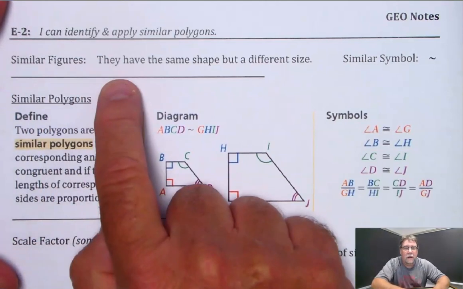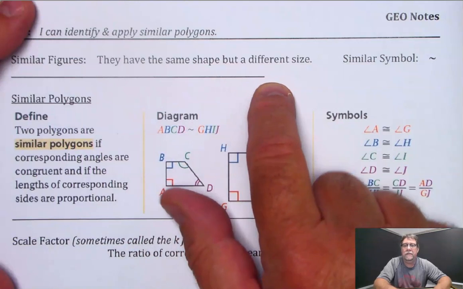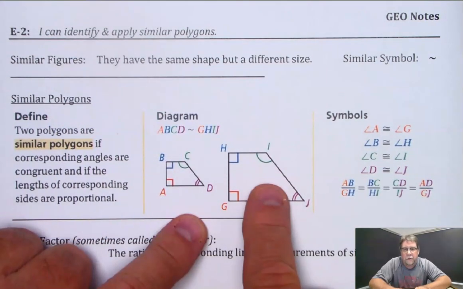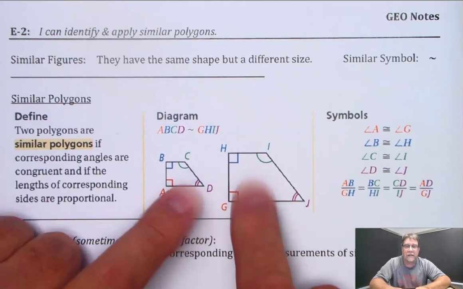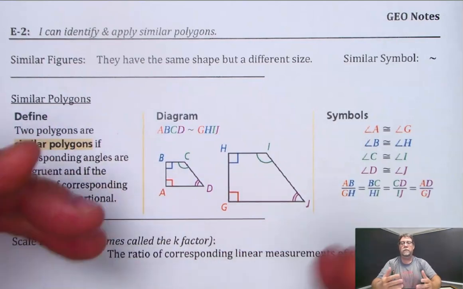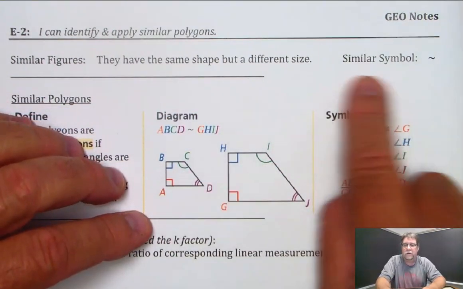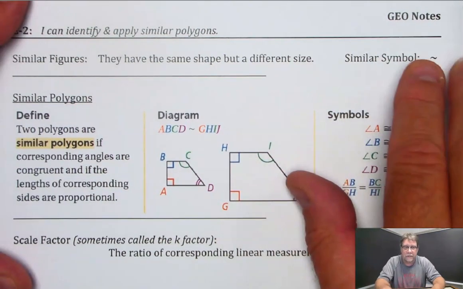Similar figures are things that have the same shape but a different size, like this. We have 2 polygons, one smaller than the other. Okay, but they look identical. They're the same shape, but they're different sizes. And instead of using a congruent symbol, which is the equal sign with a tilde squiggle over the top, we are simply using the tilde or the squiggle. We'll call that a similar symbol.